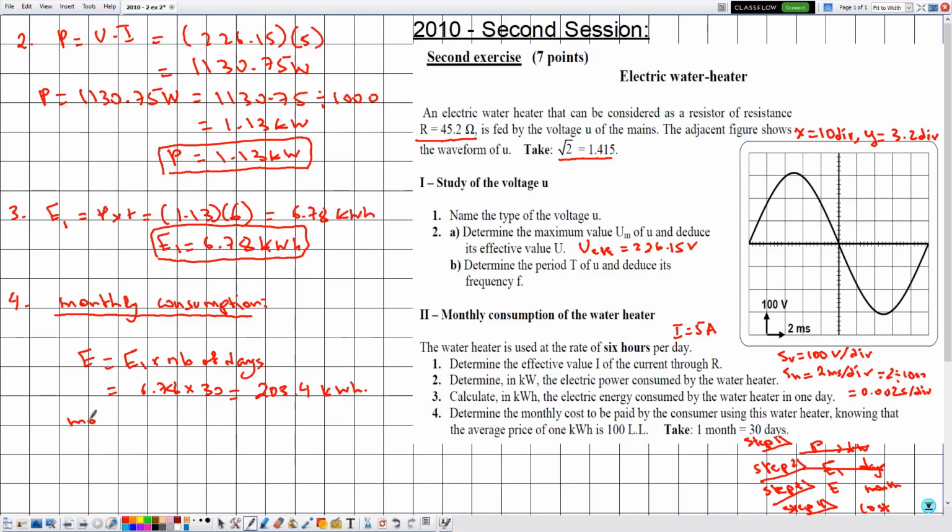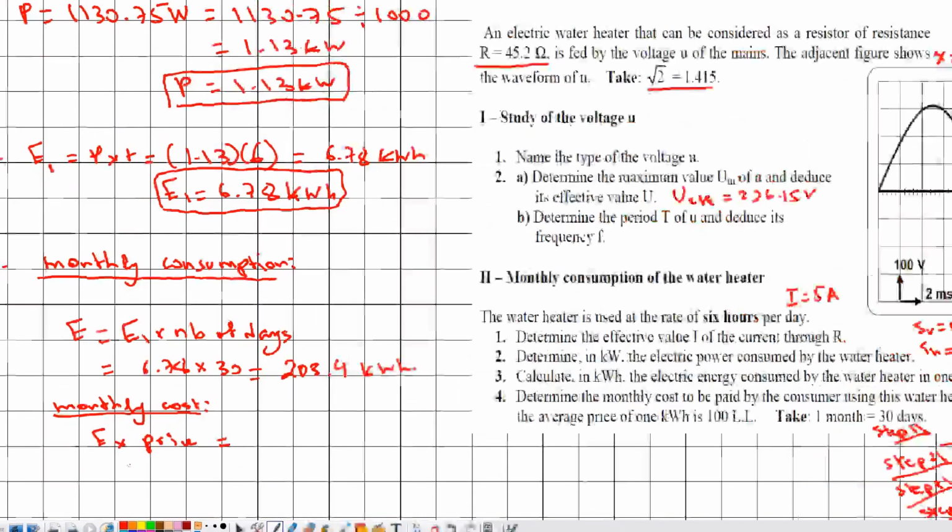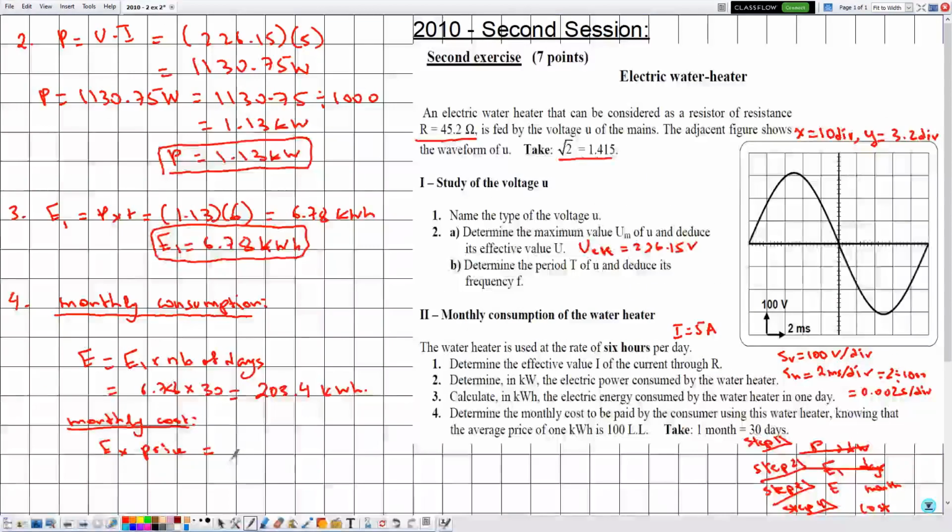Now the monthly cost is simply E times the price. The electric energy consumed per month is 203.4 multiplied by the price, which is 100 Lebanese liras. So the monthly cost is 20,340 Lebanese liras.